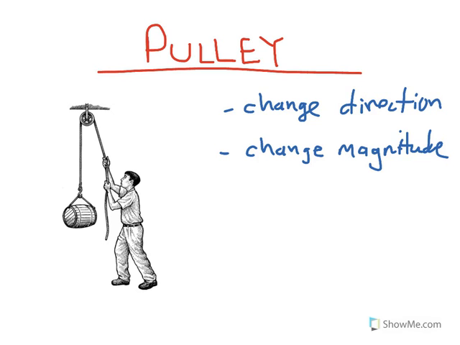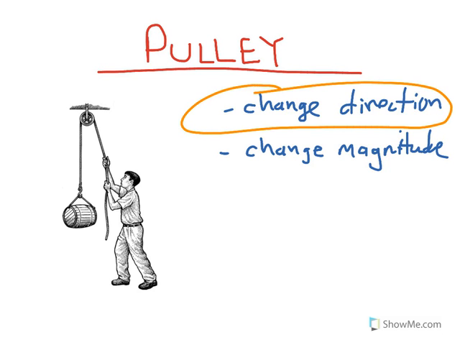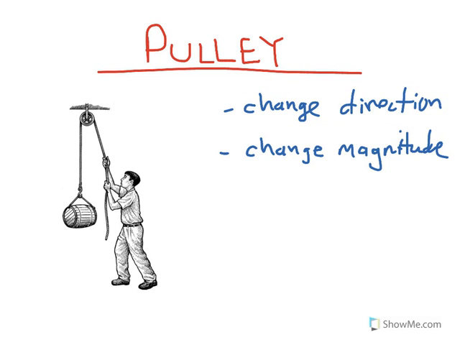Pulleys. A pulley consists of a wheel, like you see here, and some kind of a rope or cable. And the purpose of using a pulley is one of two things. Either to change the direction of the object, like in this picture, this man wants the barrel to go up, so he's pulling down. So he's able to change the direction by pulling down. He's able to pull the barrel up.